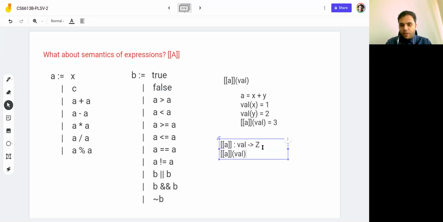Bracket A of a valuation is the result of putting every value from that valuation, substituting it into the variables in A, and it's actually the concrete value. But we have to define this much more formally. What I said right now is very hand wavy. So let's do just that. Let's make this very formal.